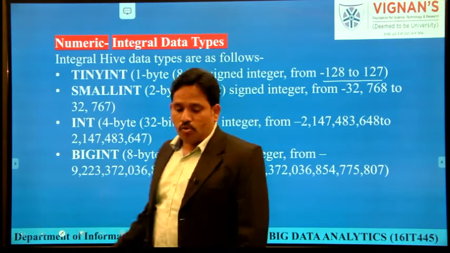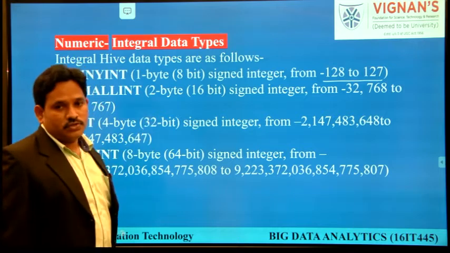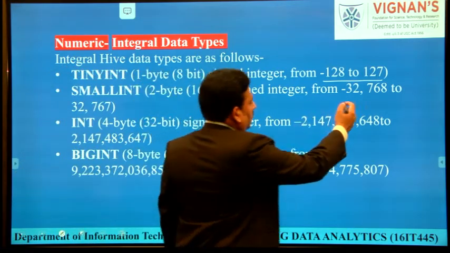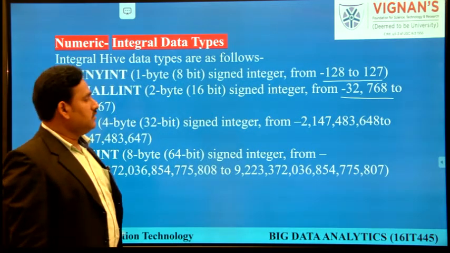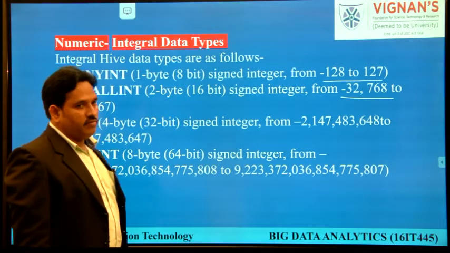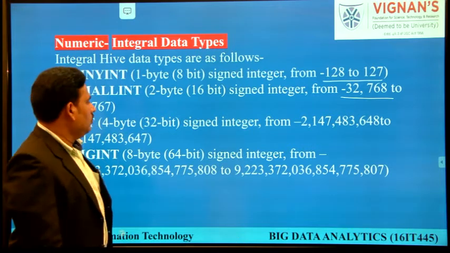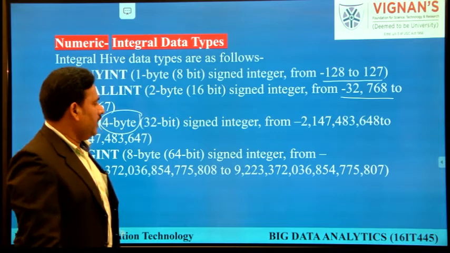When we are using a small int, it will store 2 bytes of signed data. Its range is from minus 32,768 to 32,767. When it comes to integer, it will store 4 bytes of data, that means 32 bits of signed data.